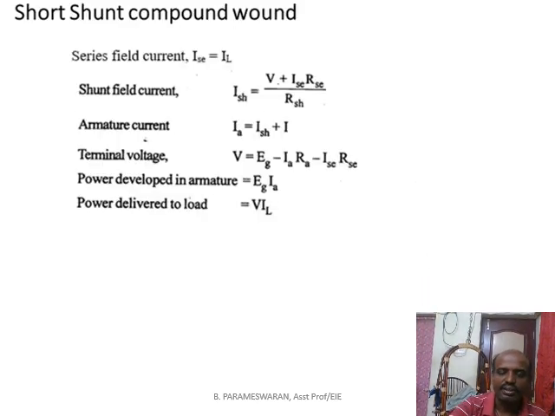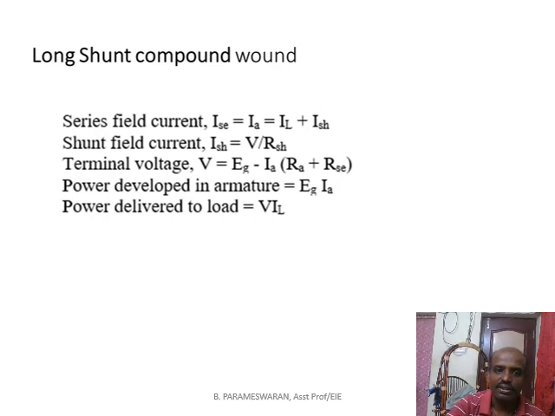The equations for short shunt are here. The series field current will be equal to the load current. The shunt field current will be written like this. The armature current we get by applying KCL at that node. By applying KVL in the armature closed loop circuit, we get the terminal voltage. The power developed in the armature and the power delivered to the load will be written like this. For long shunt we apply the same procedure, and you will get the following equations.